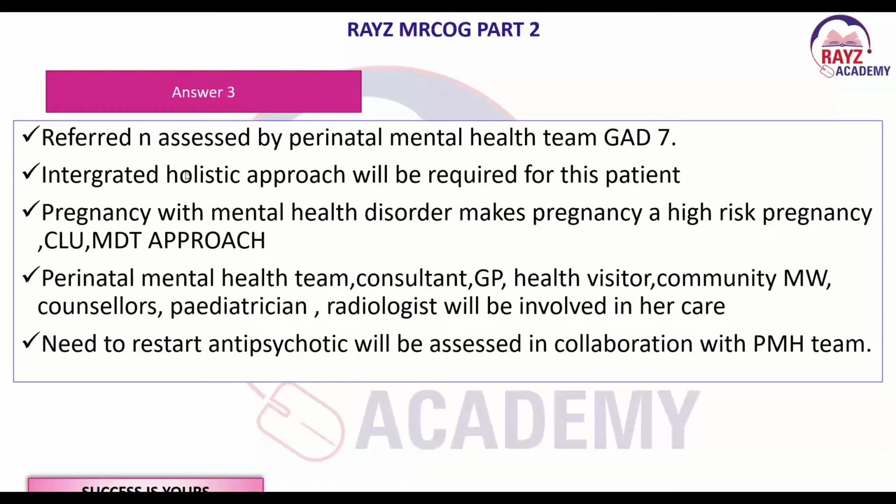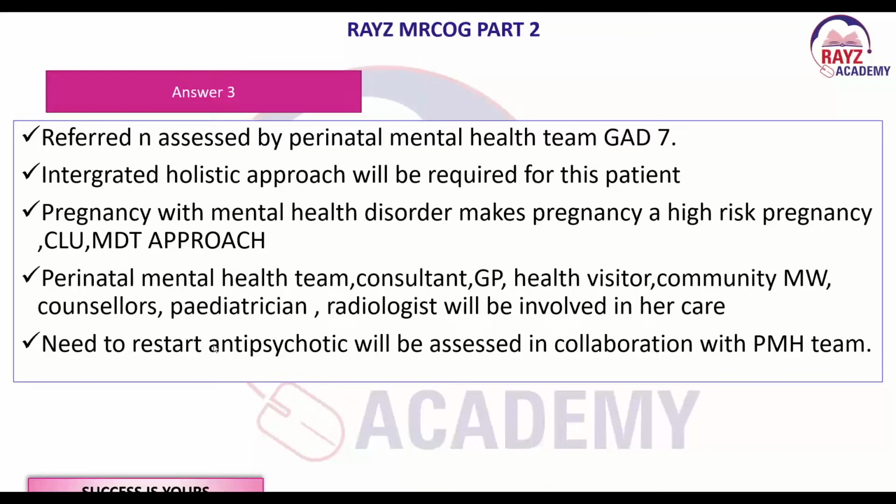The GAD score has shown that she has a GAD score of 3. I would like to refer this patient further so that she can be assessed by the perinatal mental health team. An integrated holistic approach will be required for this patient. This patient needs to be managed in a consultant-led unit where a multidisciplinary team approach will be given to her. Perinatal mental health team, my consultant, general practitioner, health visitors, community midwives, counselors, pediatrician, radiologist, all will be involved in her care.